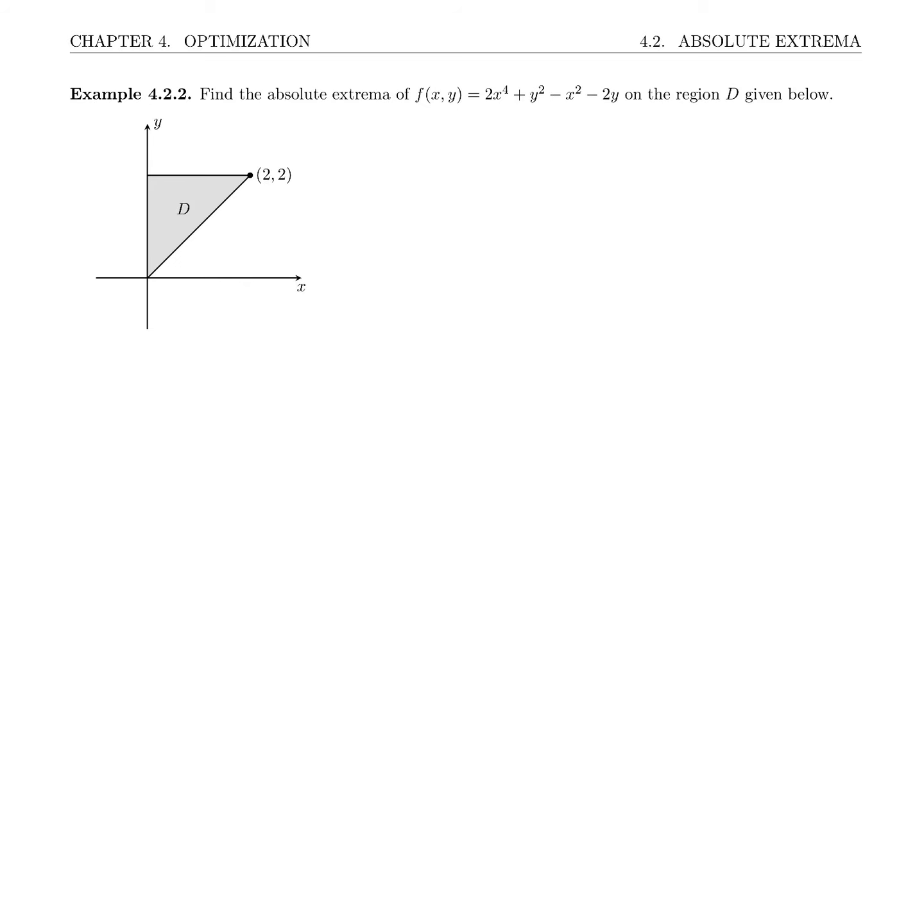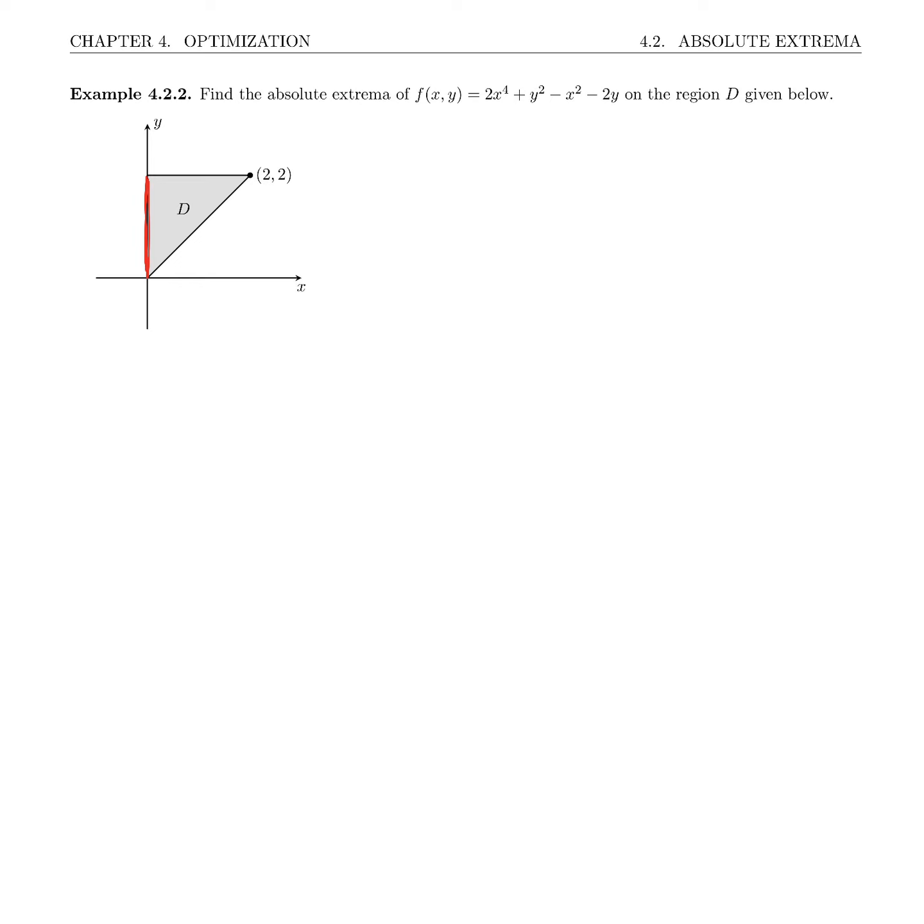Welcome back. In this video we are going to do example 4.2.2 where we are asked to find the absolute extrema of f(x,y) = 2x^4 + y^2 - x^2 - 2y on the region D given below. Let's first of all take a look at region D and identify the boundary curves.